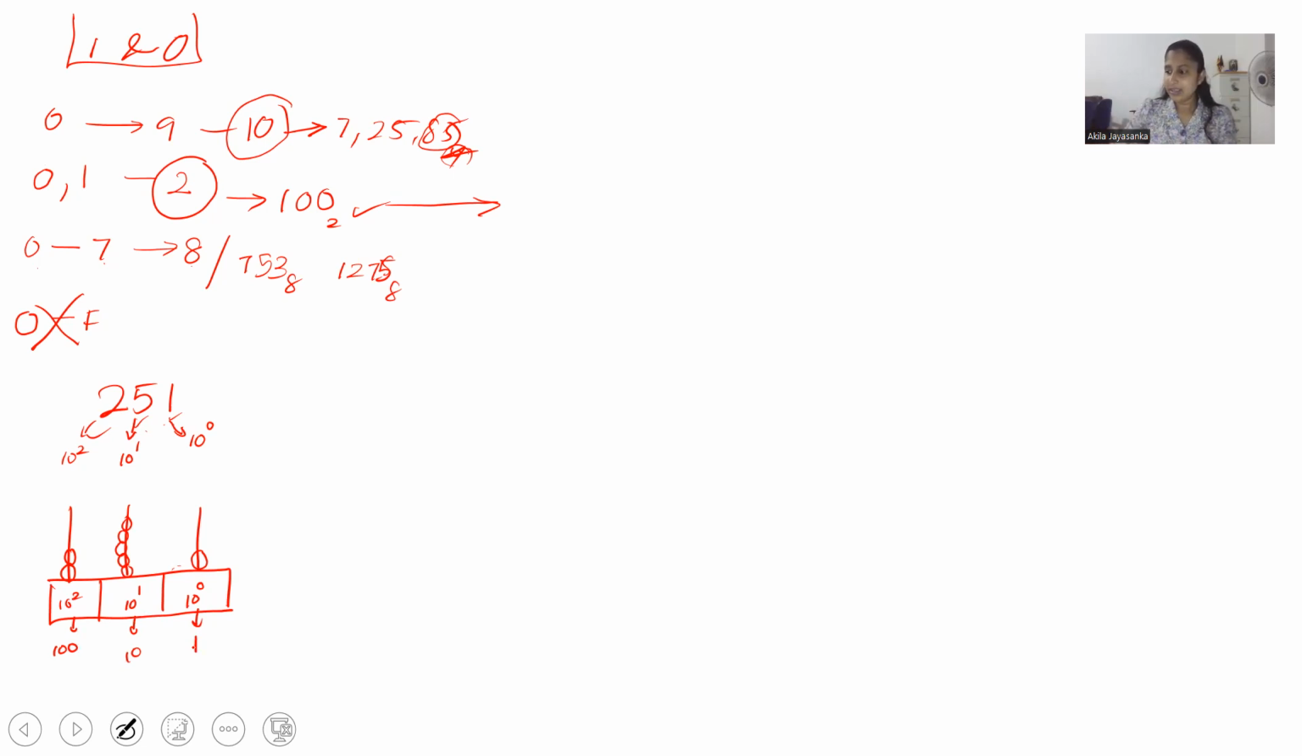Then let's come to the binary format representation. Right? Okay. If it is a decimal number, let's take 20 as the decimal number. This is a decimal number. I'm asking you to convert this decimal number into a binary number.